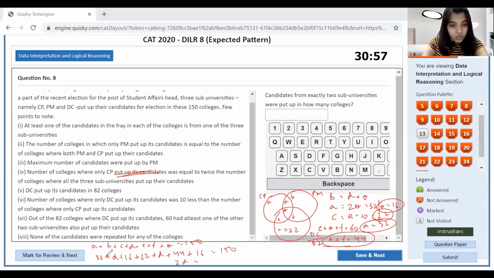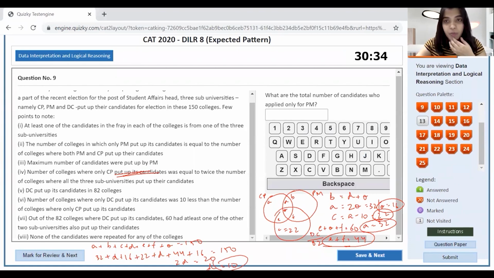So 2D plus 32, 42, 48, 58, 68, 73, 4, 5, 6, 70, 110, 120, 130. So 150 minus 130 is 20. D is what? 10. So D plus E plus F would be what? 10 plus 44, which is 54. So our answer is 54.